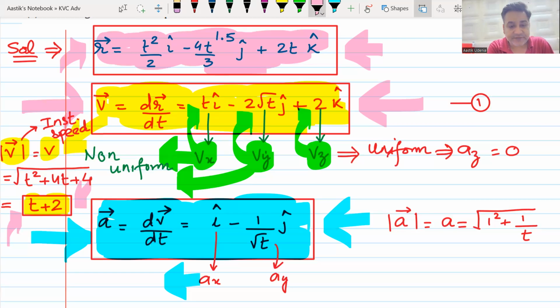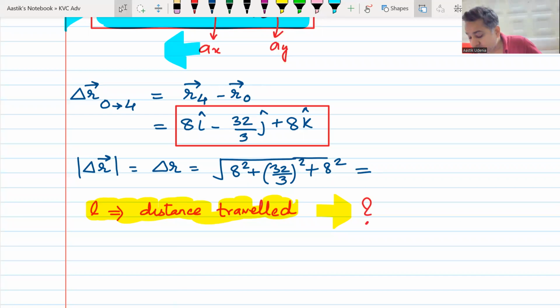Now, with this information and whatever you have learned, can you calculate the distance traveled by this particle from 0 to 4 seconds? Can you tell me that? I'll give you 1 minute to do it.